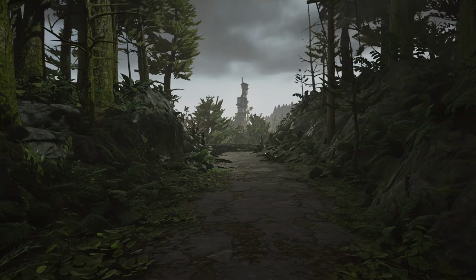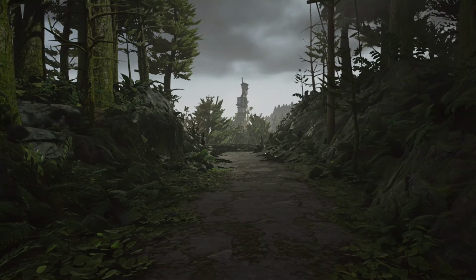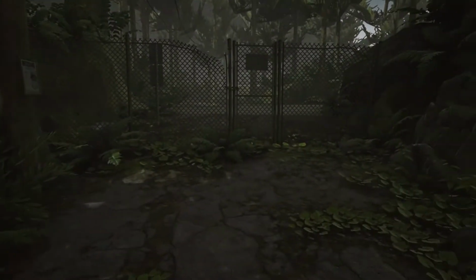So let's start by saying, you know what? That's a creepy looking building in the middle of the woods. Nope, not going there. Let's go the other way.